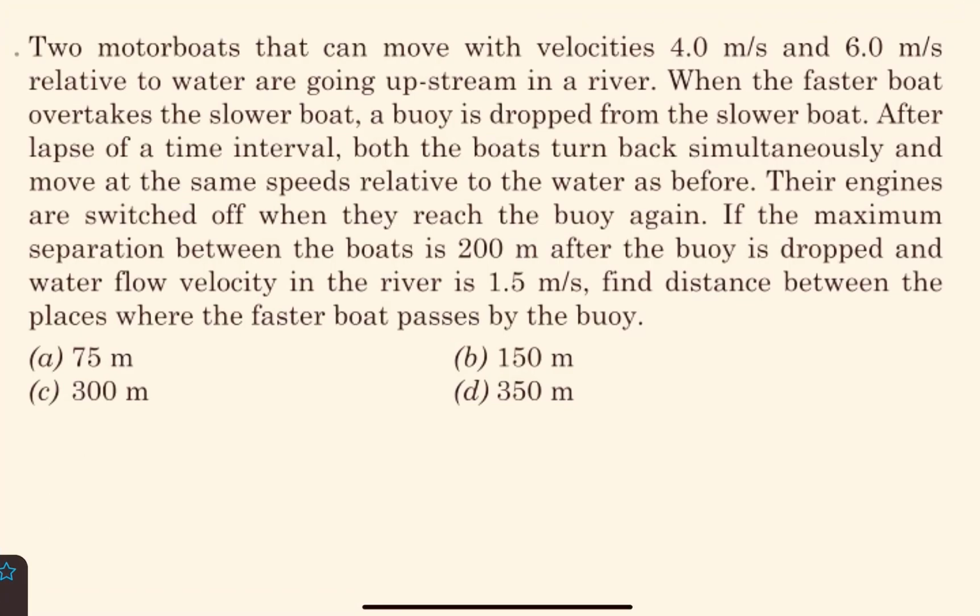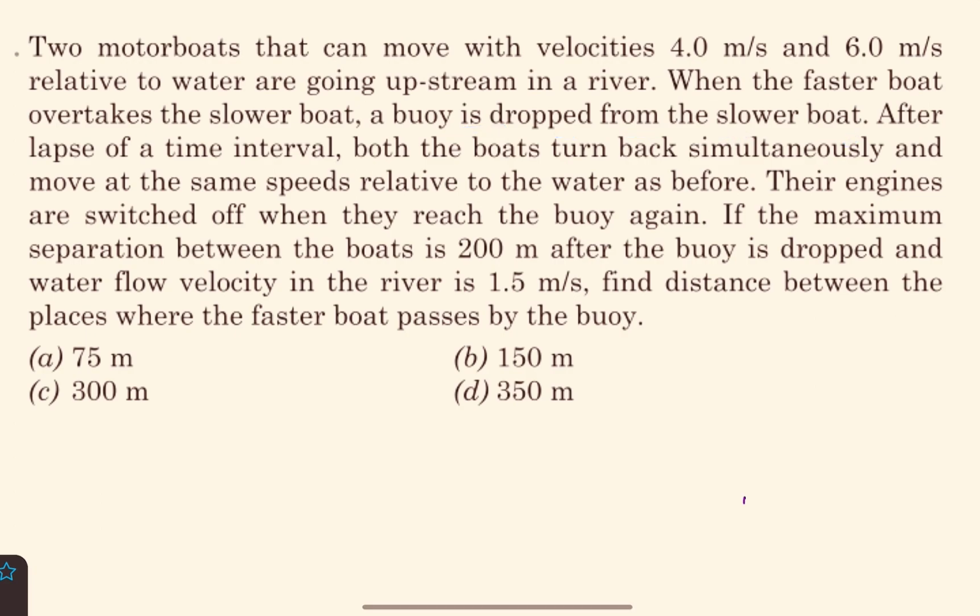Hello everyone, let's see this question. Two motorboats that can move with velocities 4 meter per second and 6 meter per second relative to water are going upstream in a river. When the faster boat overtakes the slower boat, a buoy is dropped from the slower boat.